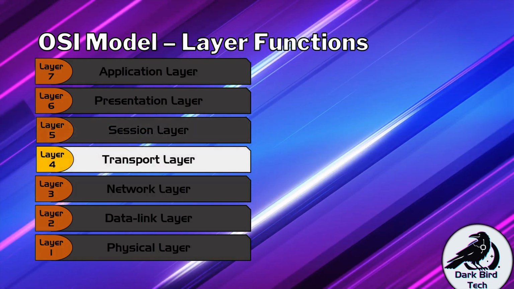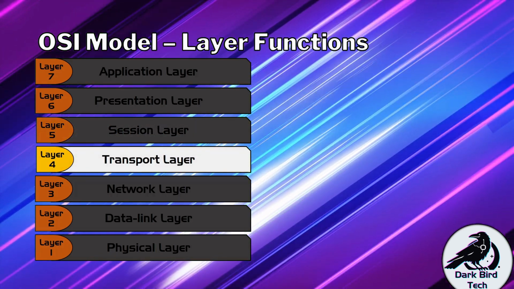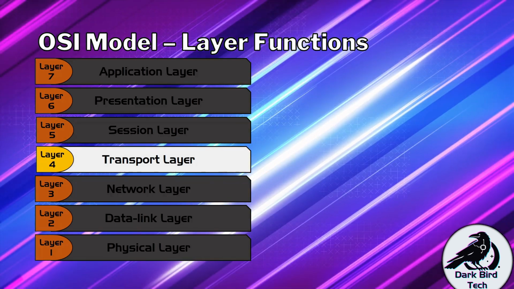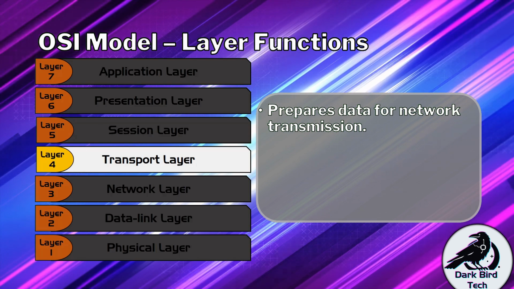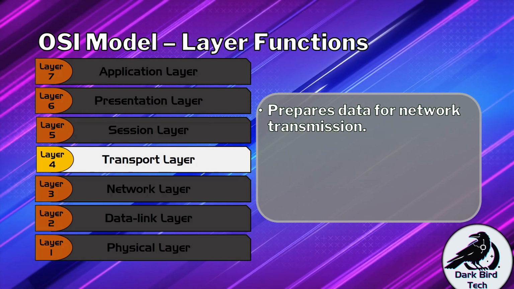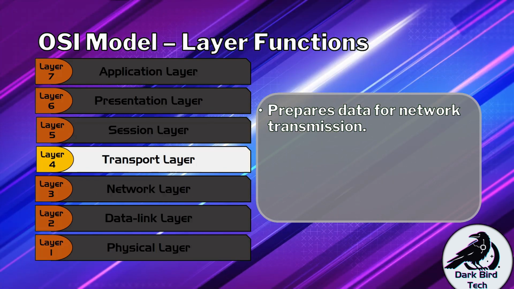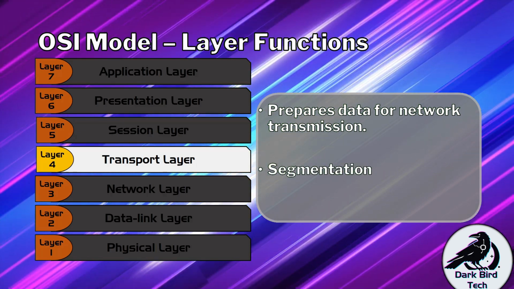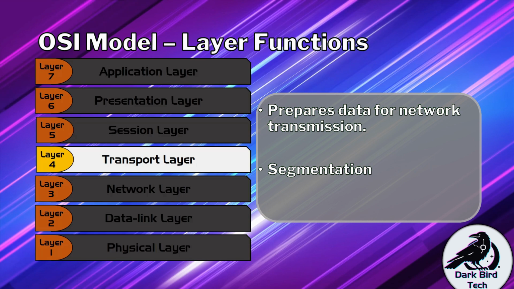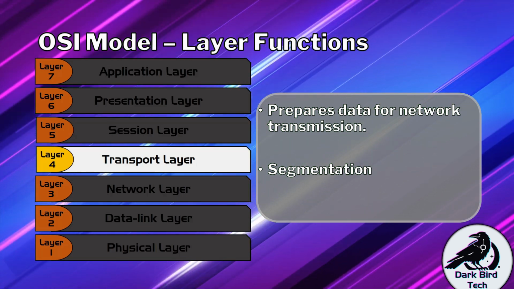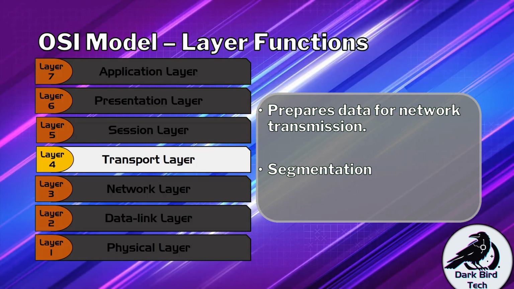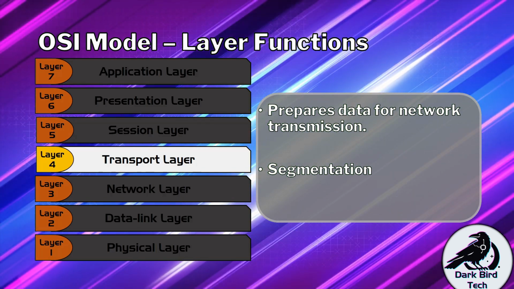Then comes the layer where the networking really gets involved and kicks off properly, which is the transport layer. This layer is going to prepare the data for transmission over the network. Now, as far as preparation is concerned, one of the first things it does is segmentation. Segmentation is where the transport layer is going to take whatever file it is you want to move and break it up into smaller, more manageable portions for the network.